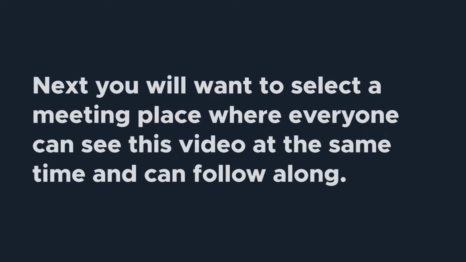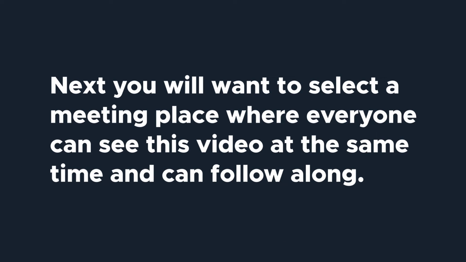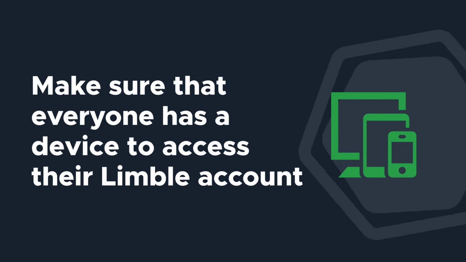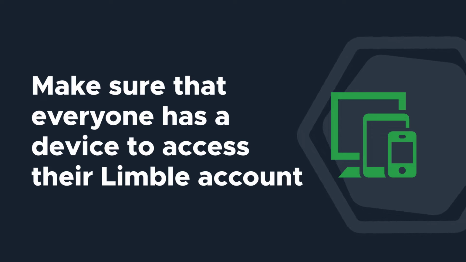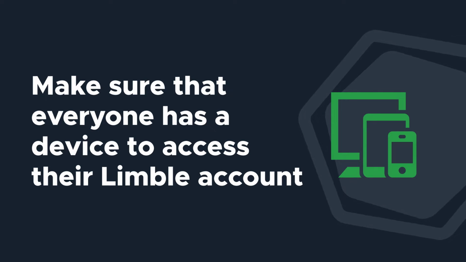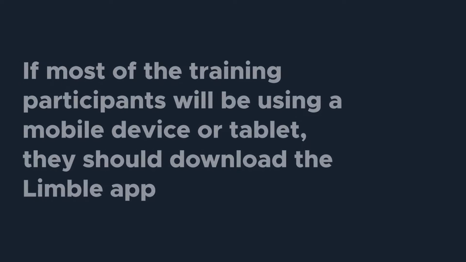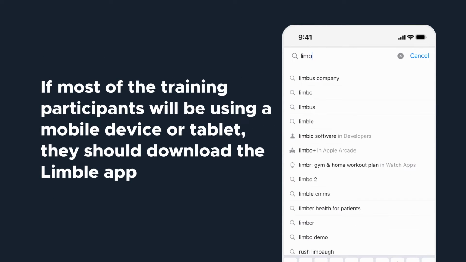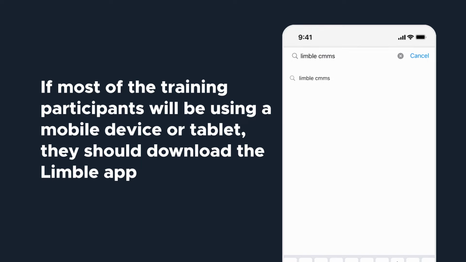Next, you'll want to select a meeting place where everyone can see this video at the same time and follow along. Before the training, you need to make sure that everyone has a device where they can access their Limble account. We recommend using a device that will simulate a day in your working life. If most of the training participants will be using a mobile device or tablet, they should download the Limble app and use that device for training.